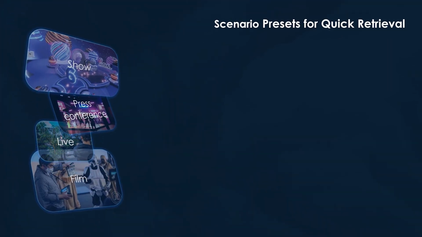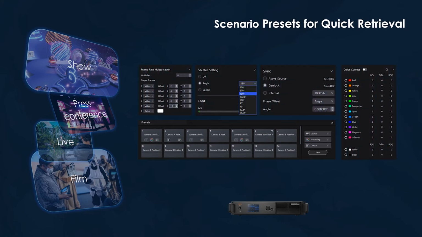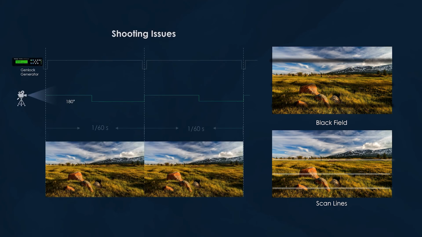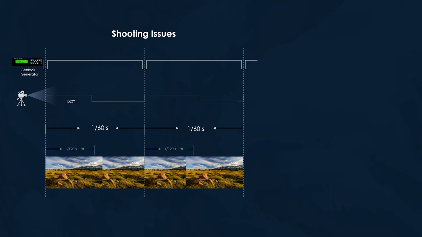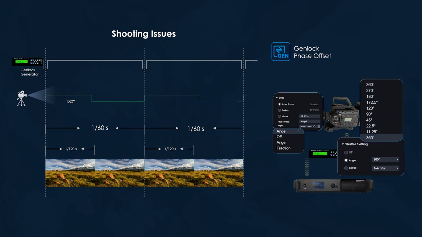These presets allow the user to set parameters that are unique to the demands of a live or studio broadcast, or a conference or trade show, or most any other application. NovaStar's VMP provides genlock phase offset and shutter fit to counter black field and scan lines, which can occur when the camera's shutter and content have inconsistent start times, duration or frequency.